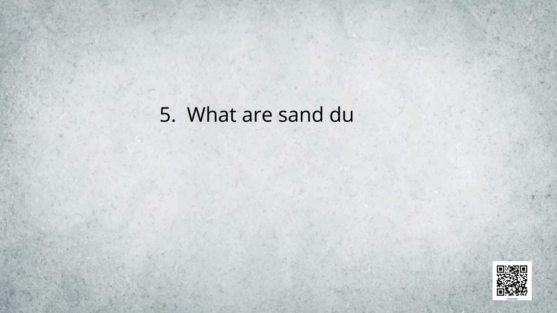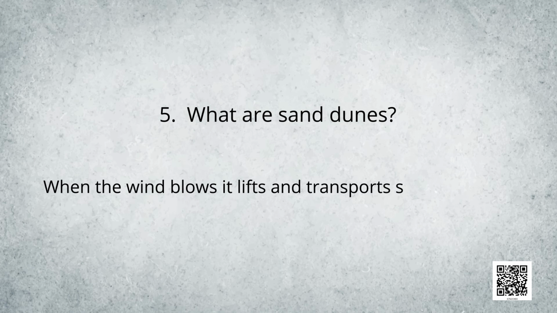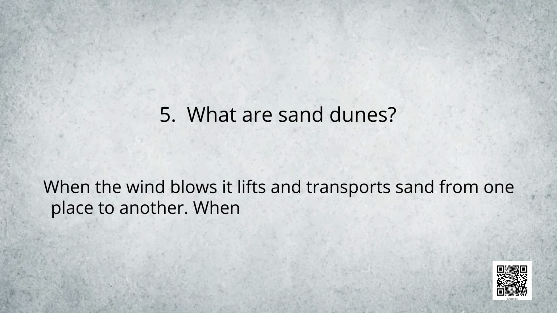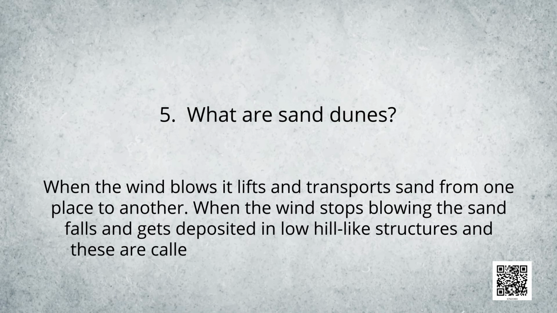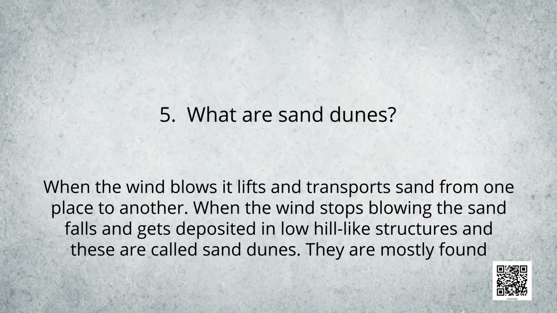Okay, look at the next question. What are sand dunes? Correct. When the wind blows, it lifts and transports sand from one place to another. When the wind stops blowing, the sand falls and gets deposited in the low hill-like structures, and these are called sand dunes. They are mostly found in desert areas.